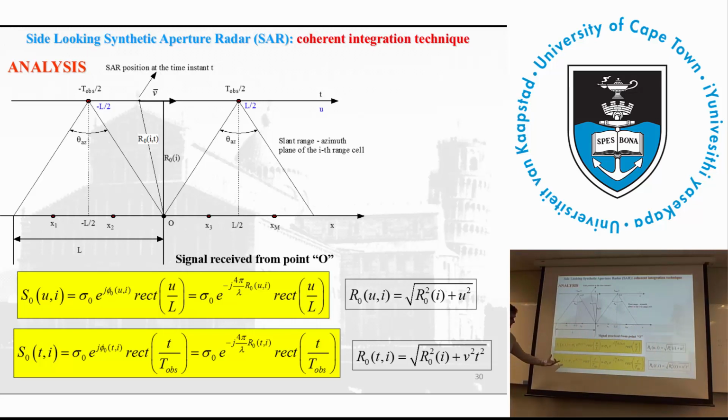And the window within which this signal exists now is t ops. So this is the time expression, and that's a spatial expression. The time expression, again, you have to substitute vt in place of u, and you get v squared t squared.